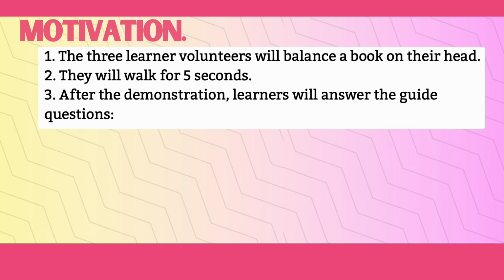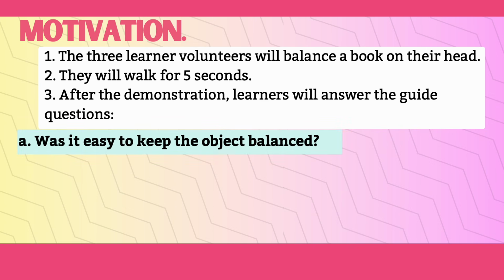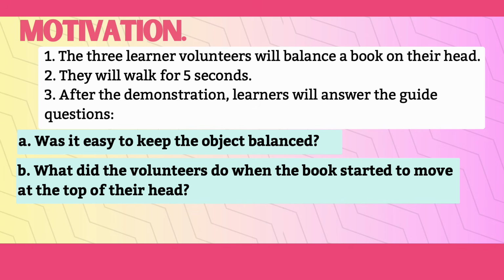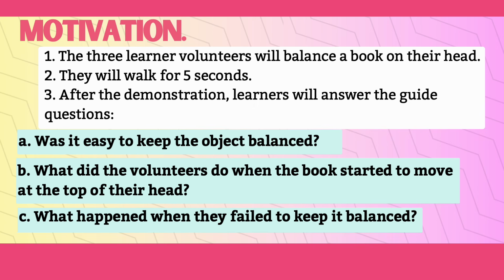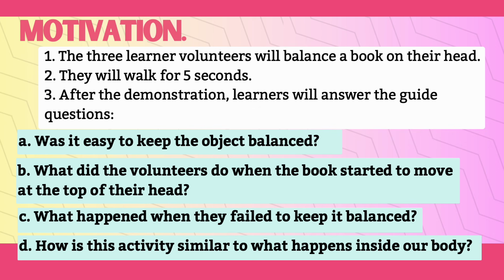Vision activity. Imagine three volunteers balancing a book on their heads while walking for 5 seconds. As you watch or imagine the demonstration, think about these questions. Was it easy to keep the book balanced? What did the volunteers do when the book started to move? What happened when balance was lost? And how might this be similar to what happens inside our body?